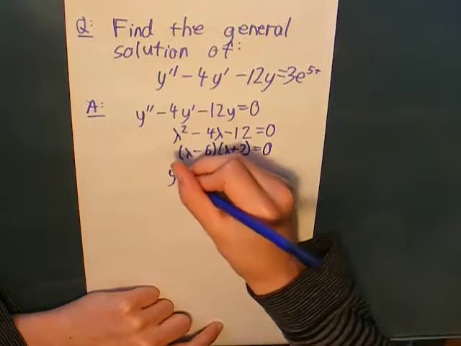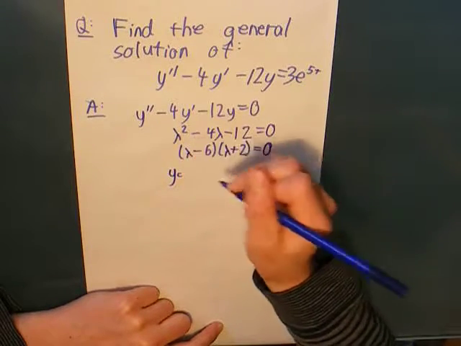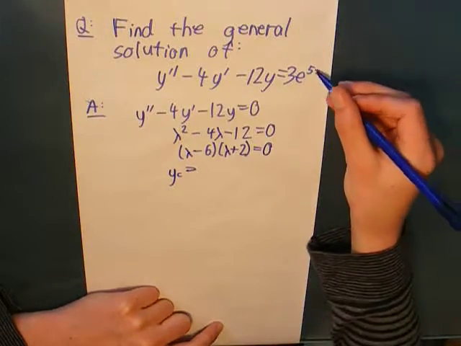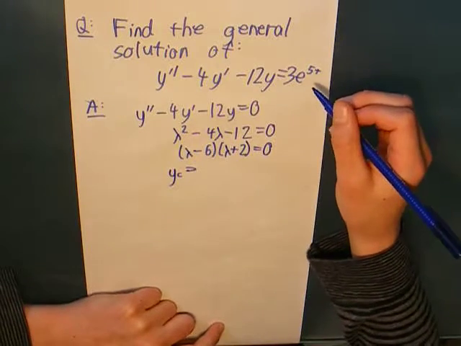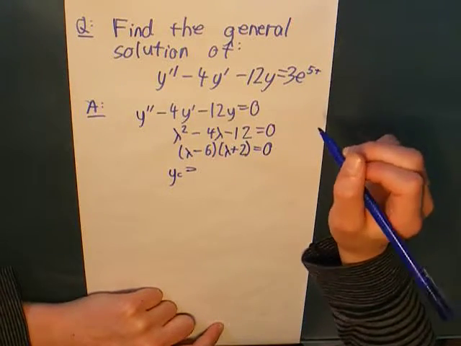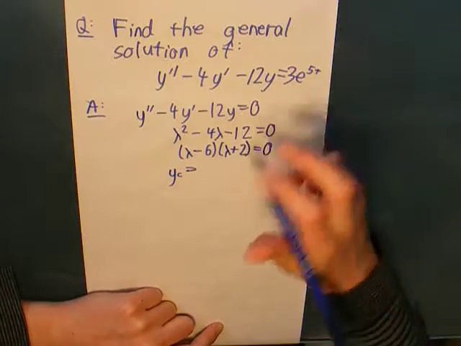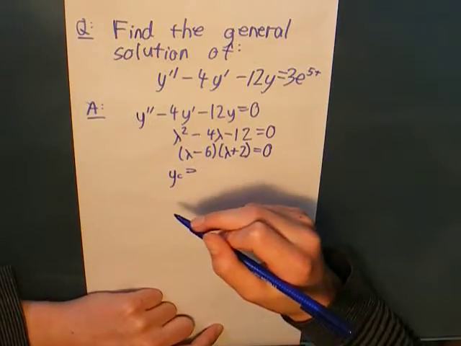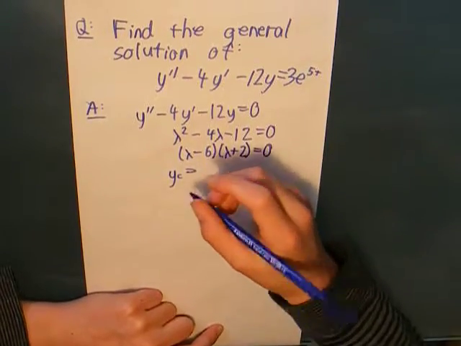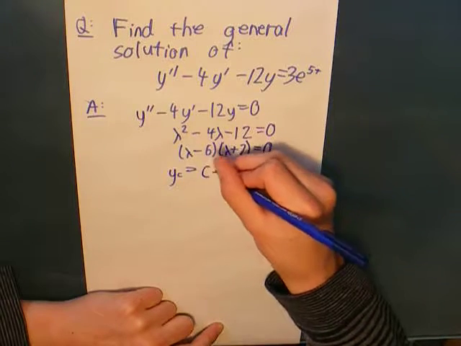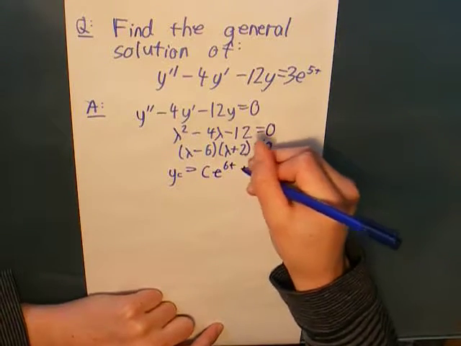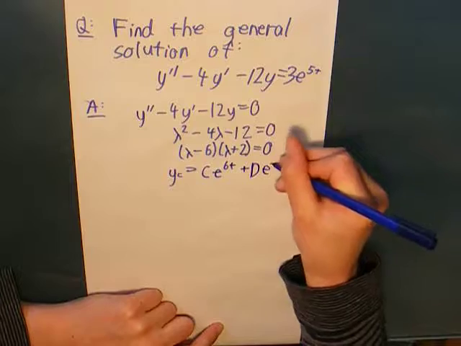And now we've got the complementary function of yc equals, now if you notice by this t here, the independent variable instead of x is going to be t. So pay attention to that sort of thing in questions that you might be answering. So yc equals c e to the 6t plus d e to the minus 2t.